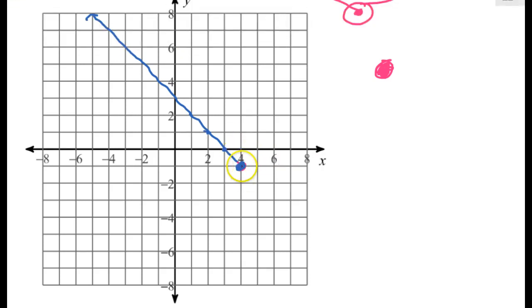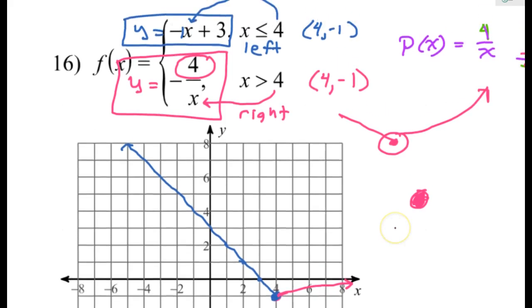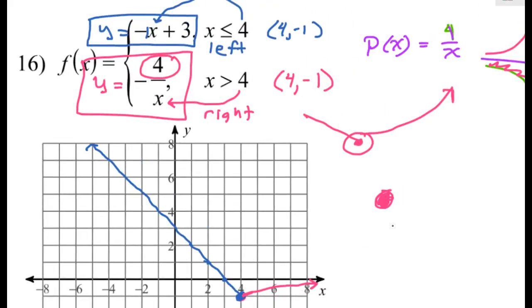I can do it now though, because it's going to start here, it's going to pass through here, and it's going to approach the x-axis as an asymptote. And that is it. Okay, that is what problem number 16 would look like.